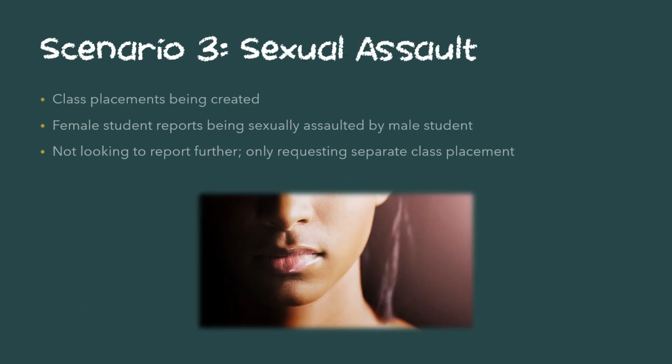Continuing on with our third scenario, we are going to be focusing on an instance of sexual assault. So I'm now working at a high school and I'm in the process of doing class placements for science classes for our rising 11th grade students. While in this process, I'm approached by a female student who is a rising 11th grader, and she informs me that she was sexually assaulted by a male student who is also a rising 11th grader. She's not looking to make this more of an issue of the incident taking place. However, her only request is that she is not placed in the same class with this individual.